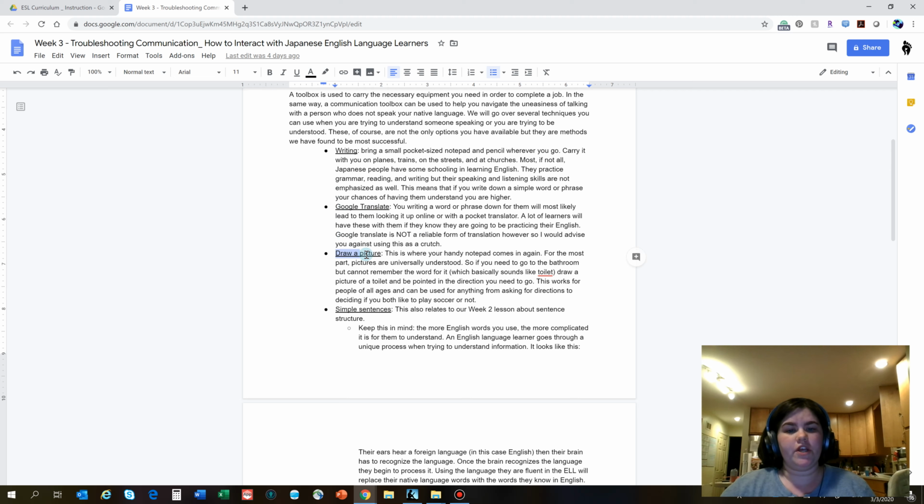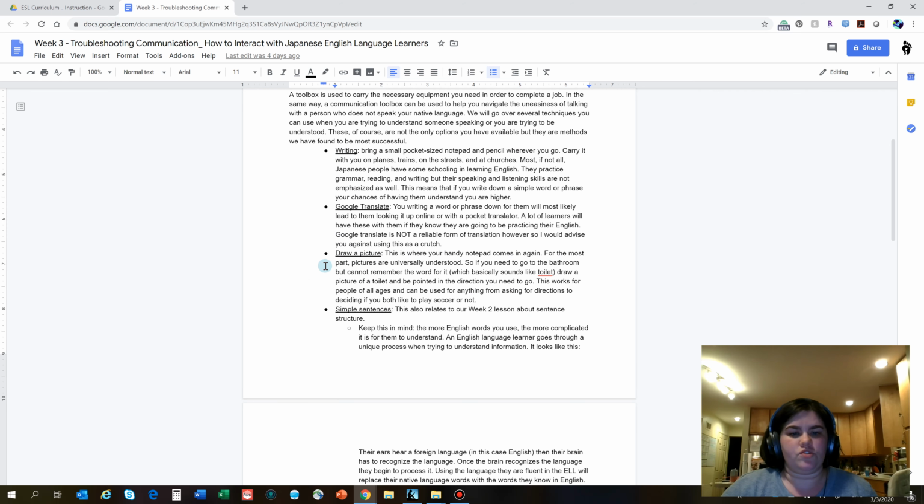Draw a picture. This goes back to your notepad again. So for the most part, pictures are universally understood. If you need to go to the bathroom, but you don't remember the word for it, you can draw a picture of the bathroom sign or a toilet, and they'll understand what you're saying. So I really find that writing and drawing pictures are really the most helpful things that you can do in order to try and keep a conversation going.